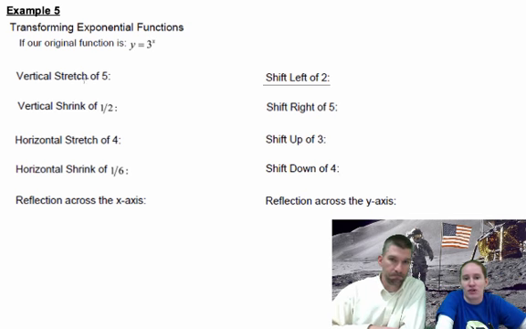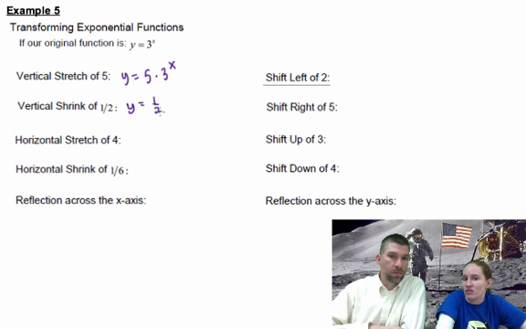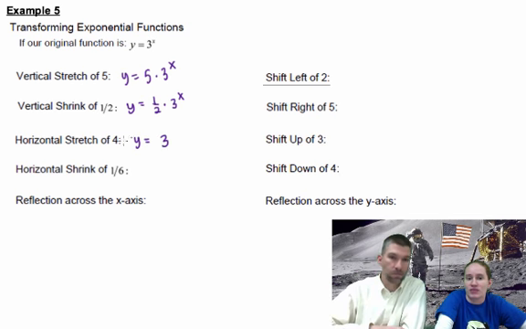A vertical stretch of 5 is going to multiply your function by 5. If it's a vertical stretch, it just multiplies outside your function, and our function is 3 to the x. If it's a vertical shrink, we still multiply by whatever it is, because it's vertical. Vertical is outies. If it's horizontal, that goes inside.